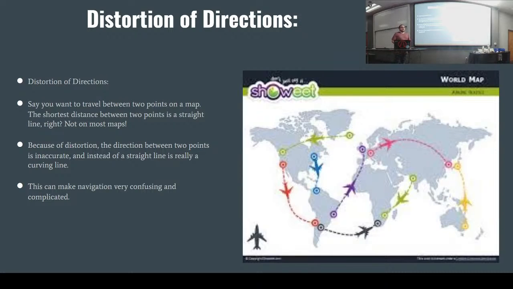The first example is distortion in direction. So, as you can see on this picture right here, airplanes are kind of traveling in a curve. Some people might think, why don't they just travel a straight line from point A to point B? Well, that's because on a map, a straight line might seem like the most efficient route, but a lot of the times you're actually traveling in a curve because, of course, the Earth is a sphere.